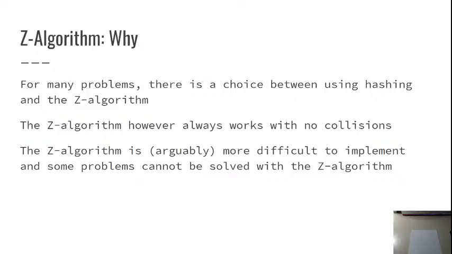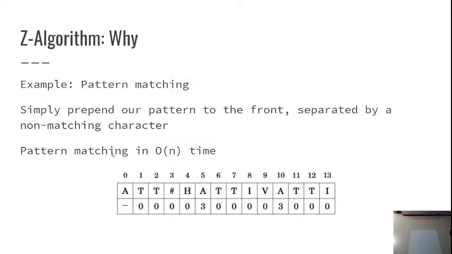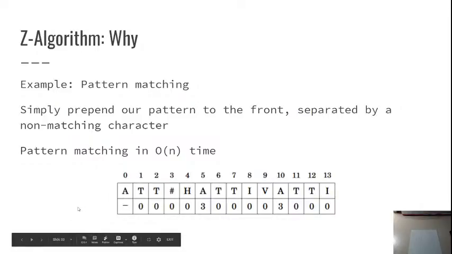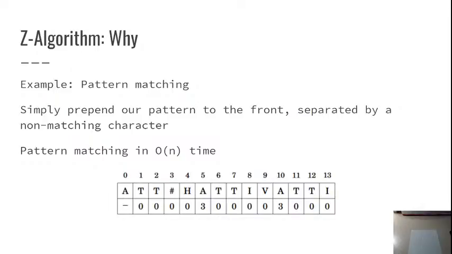Cool. And as it says, the Z algorithm is not really more difficult to implement than hashing. It's a less complicated technique, but it's much harder thinking-wise, and as it says, it's not a silver bullet. String algorithms aren't just one silver bullet. But what it's really good at is pattern matching, and pattern matching in O(n) time is pretty nice.